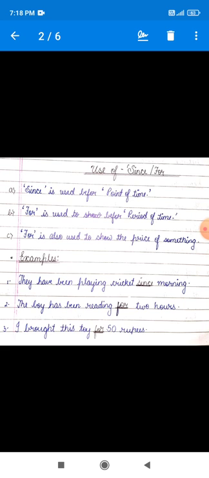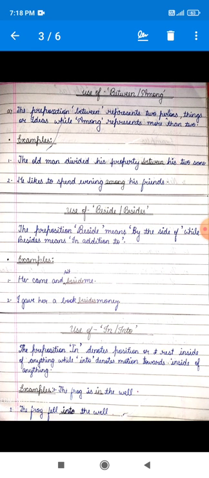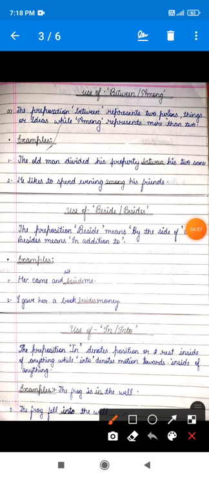Now see the next use. So dear, you can see the next use is the use of between and among. Dear, between and among convey the same Hindi meaning. Both convey the same Hindi meaning, but both are different in usage. So let's see the uses.